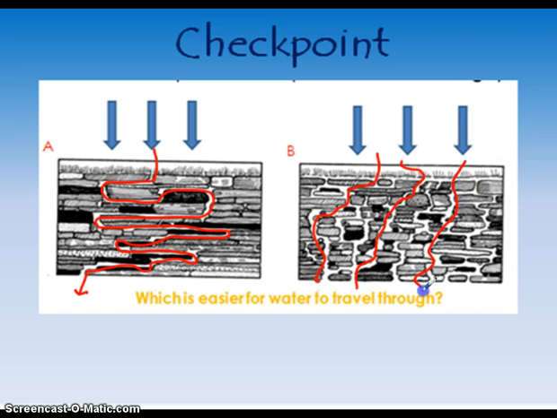So when we talk about which is easier to travel through, obviously it's going to be B, and that means that it has a higher permeability. Water can move through a lot faster than it can in A.